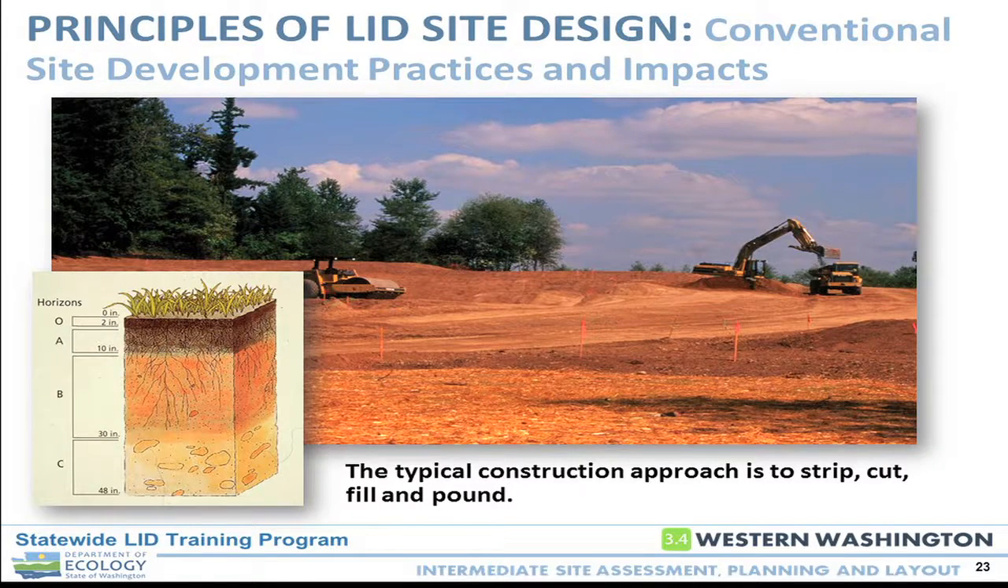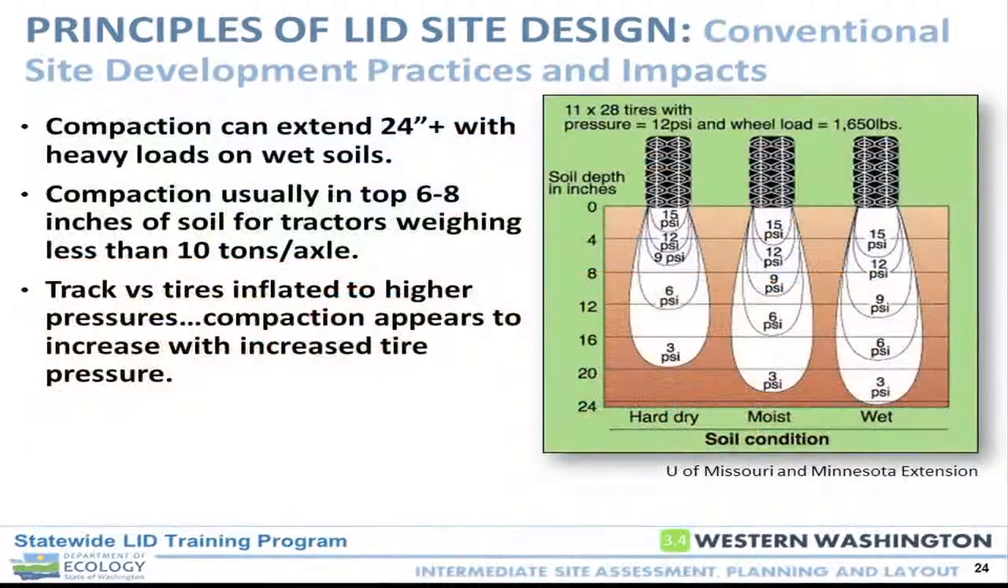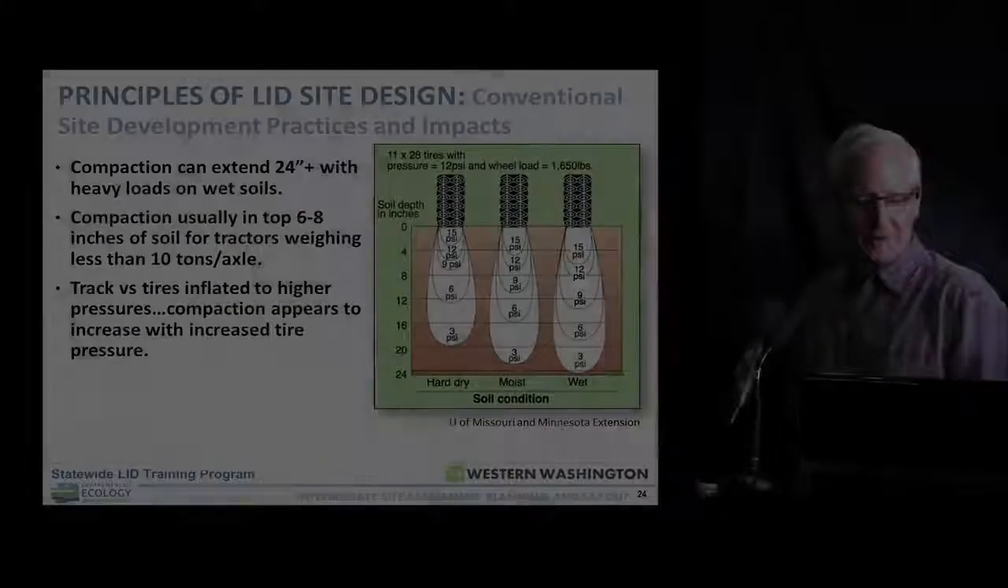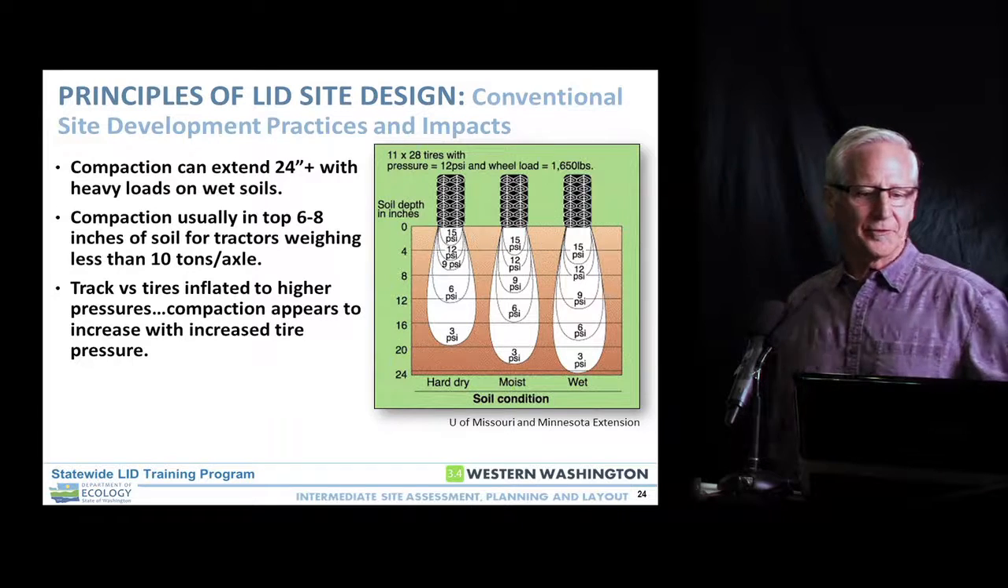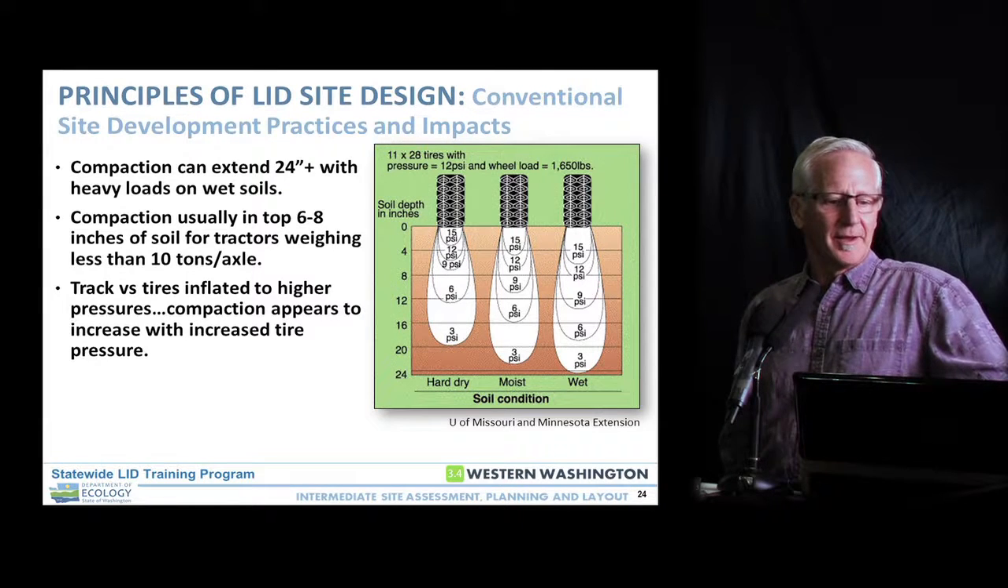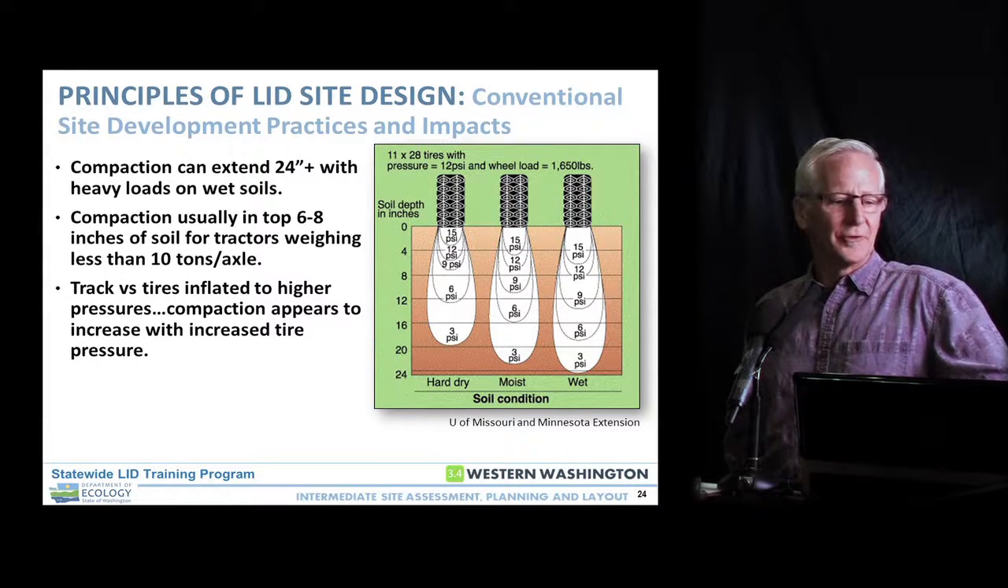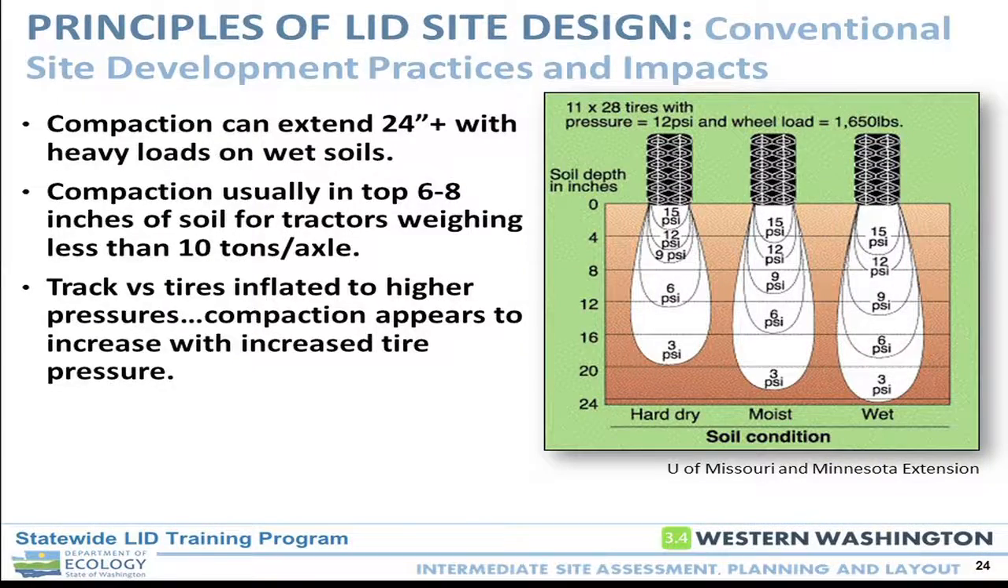Compaction is something that we have to manage as best we can. Compaction is probably one of the most difficult impacts that we have to deal with when trying to manage stormwater on that site. And there's not a lot of research on this, but there is a bit. University of Missouri and Minnesota Extension, this graphic looking at the depth of compaction associated with different vehicles. The important message is, as your soil moisture increases on that site, your compaction increases. Compaction can go down quite deep, 2 feet and even deeper.